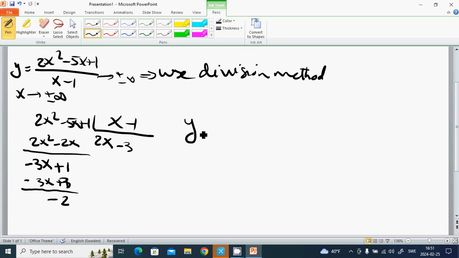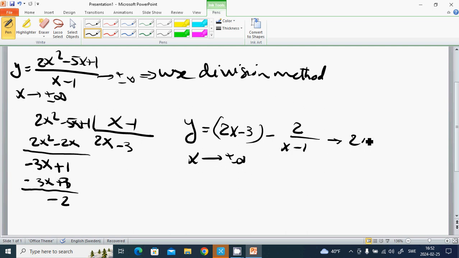Then y equals 2x minus 3 minus 2 divided by x minus 1. And when x goes to plus minus infinity, then 2x minus 3 is a slant asymptote.